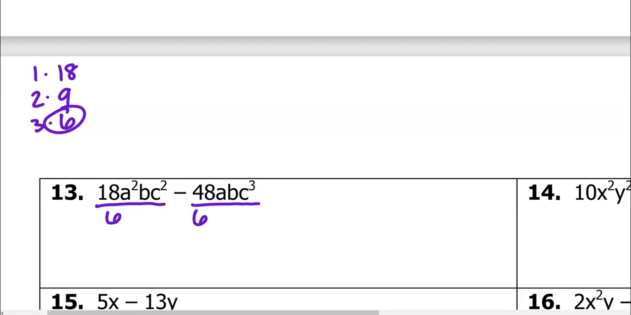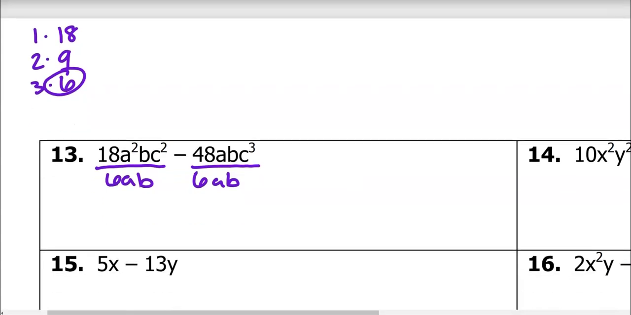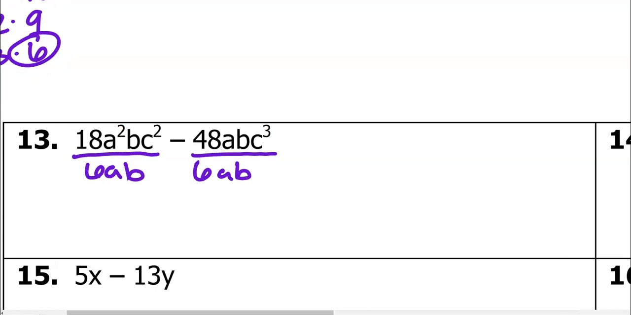Do they both have an A? Yep. Do they both have a B? Do they both have a C? Now, look at this. See how we have C squared and C cubed? So could I take a C squared out of both of them? Right? If I only took one C out, you would still have the C's left inside, right? So take out as many as you can.